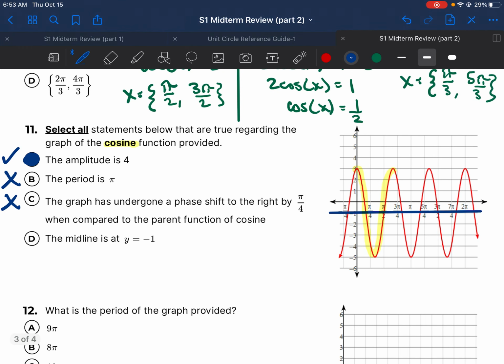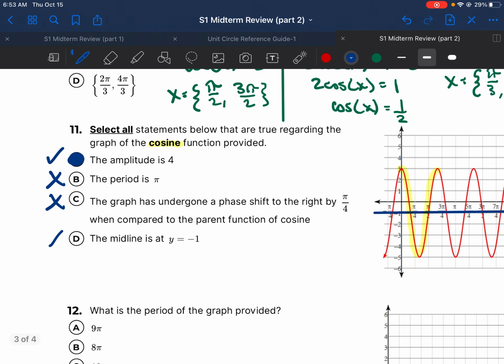And then statement D says the midline is at y equals -1. We've already drawn in that midline. We can confirm that is correct. Midline is at y equals -1, so this would be true.